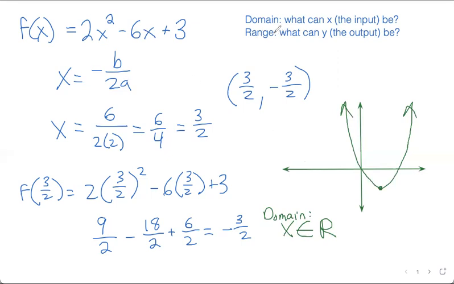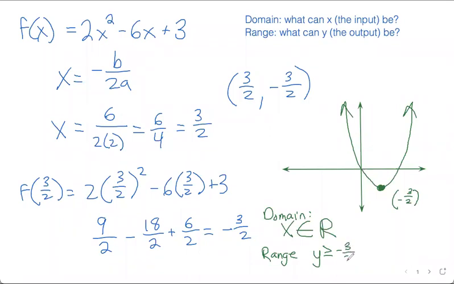Can we get literally any number in the world for Y? Well, no, because remember that the vertex of a parabola always represents a minimum or a maximum value of that function. In this case, it's a minimum value of negative 3/2. There are no points where we can get a value of this function that's less than negative 3/2. The only thing we can get is either negative 3/2 or something higher this way or something higher this way. So our range, one way we could write it is Y has to be greater than or equal to negative 3/2.